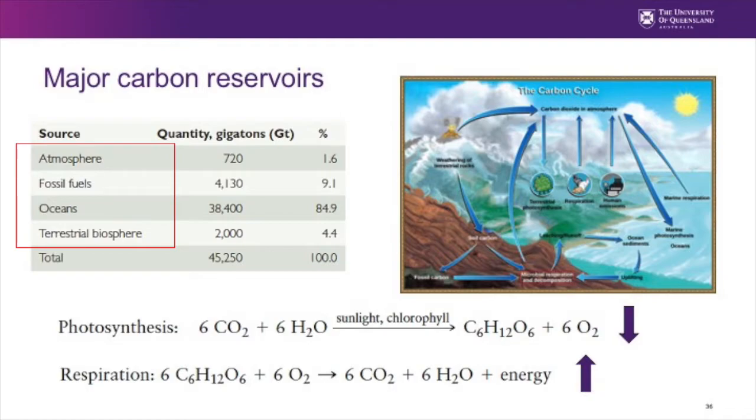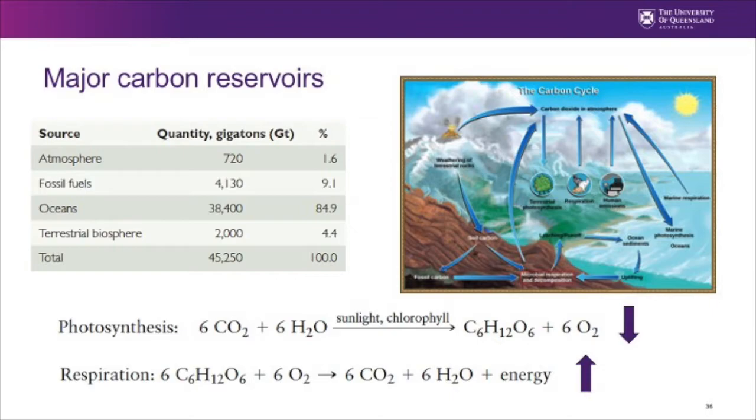If you see on this table, you can see that the major reservoir of carbon is located in the oceans with around 85%. And then we have another major reservoir in fossil fuels, and then the terrestrial biosphere, and a small amount in the atmosphere. So how the carbon is being transported within these regions or sources, we know that the main one is photosynthesis. And before we were talking about primary productivity.